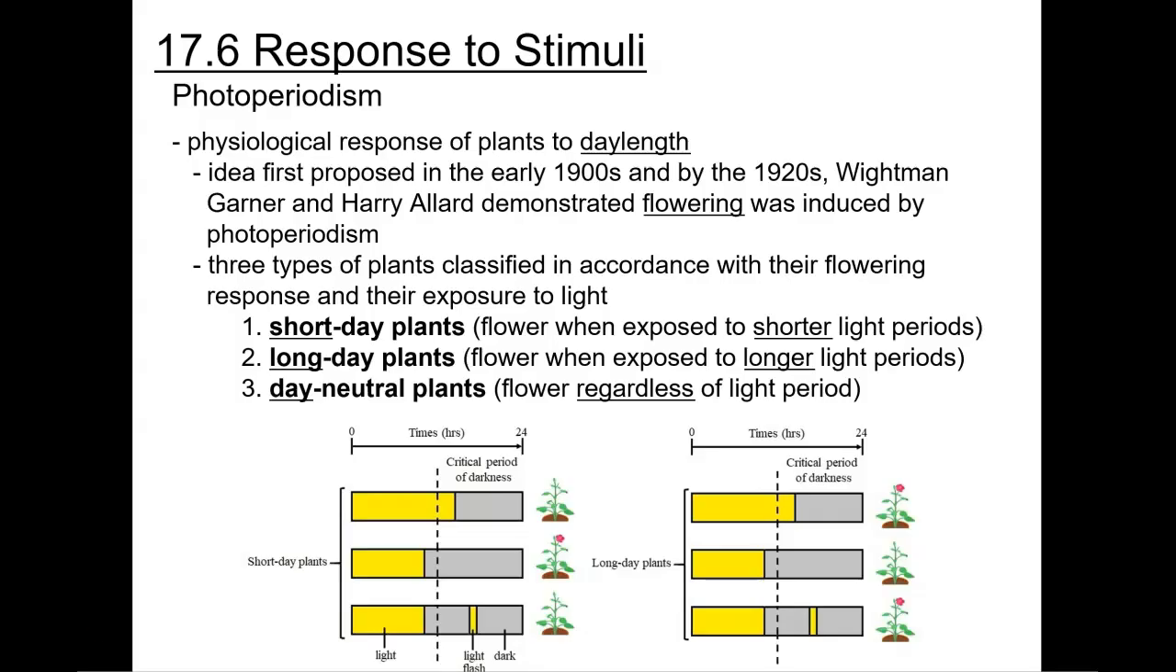Photoperiodism is a physiological response of plants to day length. The idea was first proposed in the early 1900s, and by the 1920s, Whitman Garner and Harry Allard demonstrated that flowering was induced by photoperiodism. There are three types of plants that are classified in accordance with their flowering response and their exposure to light. We have the first, which is called a short day plant. This is going to flower when exposed to shorter light periods. Second, we have what's called a long day plant. These flower when they're exposed to longer light periods. And then we have a day neutral plant, which flowers regardless of light periods.